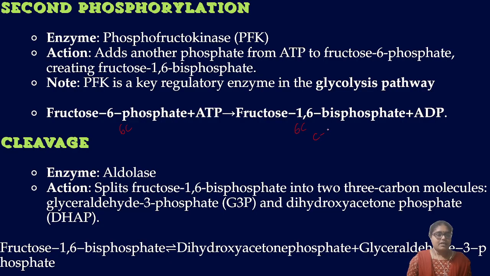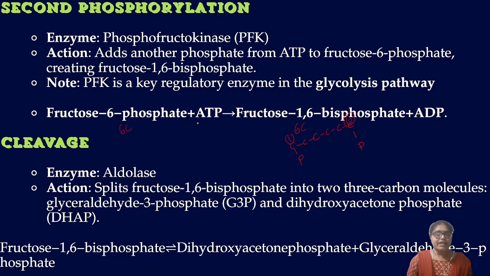There are 6 carbons in this compound: 1, 2, 3, 4, 5 and 6. In first and sixth position, a phosphate group is attached. Since 2 phosphates are attached on this fructose, it is known as fructose 1,6-bisphosphate.